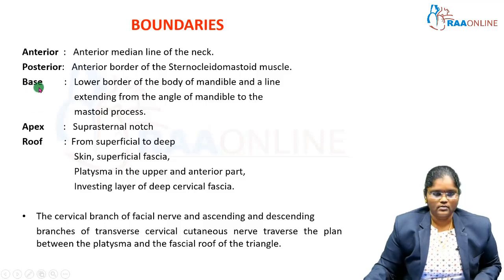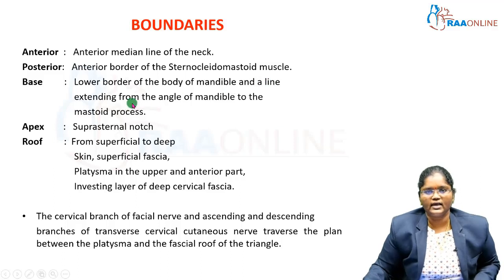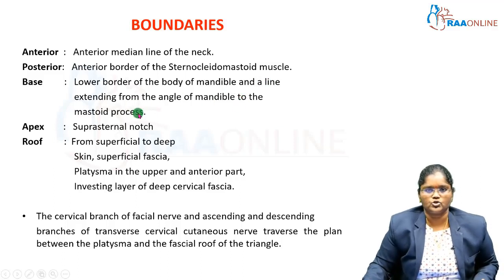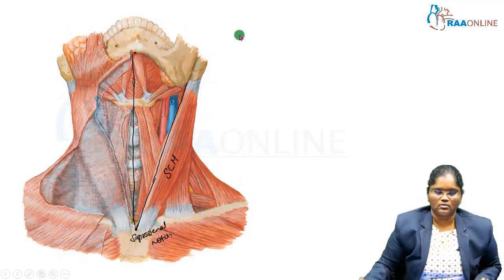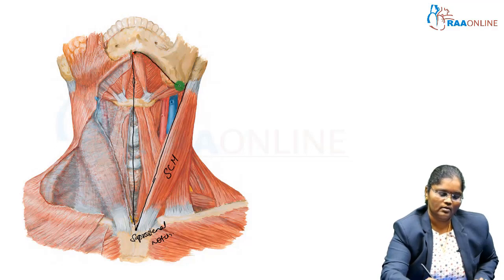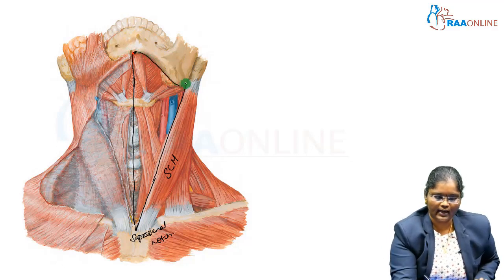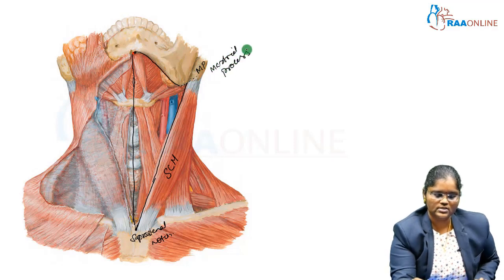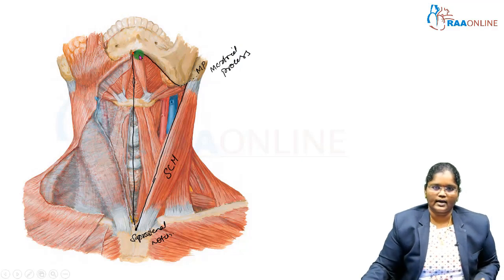And the base is formed by the lower border of the body of the mandible and a line extending from the angle of the mandible to the mastoid process. So this is the symphysis menti, the lower border of the mandible, and an imaginary line connecting the angle of the mandible and the mastoid process. MP represents the mastoid process. So this triangle is the anterior triangle of one side.